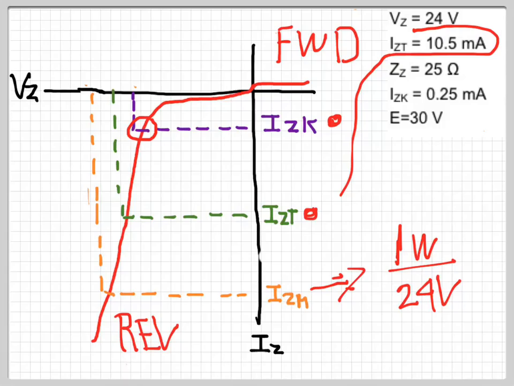So at IZT, at the 10.5 milliamps, this is the Zener voltage, the green line, the nominal voltage. Can you see that because this is a slope line, at the lower Zener current the Zener voltage is going to be a little less than 24, and at IZM the Zener voltage is going to be a little more than 24? I think if you study that, you'll find that's pretty obvious.